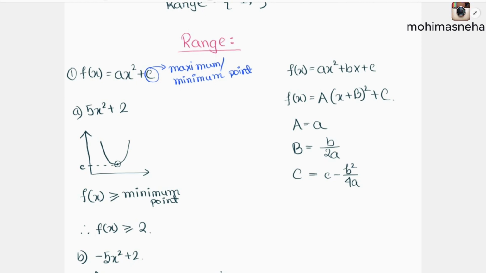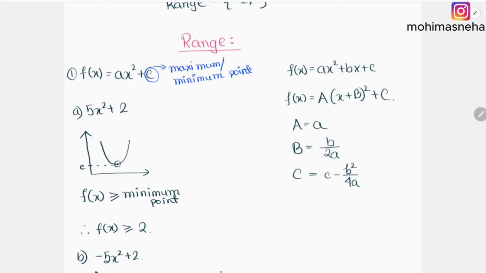So in this part, capital B is the x coordinate of the maximum or minimum point, and capital C is the y coordinate for the maximum or minimum point. Since you are solely trying to calculate the range for this quadratic equation, only capital C is the most concerned part for our equation.